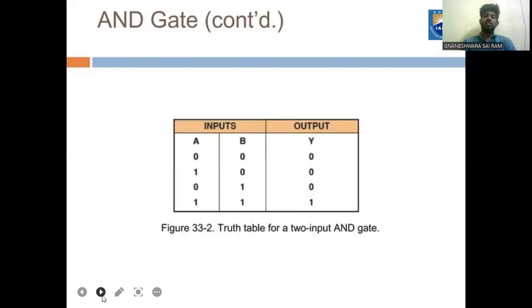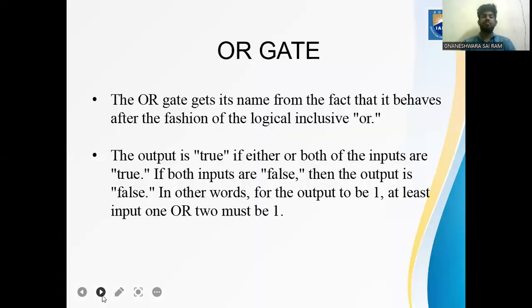This is the truth table for the AND gate. If the A terminal and the B terminal are zeros, then the output is zero. If A is 1 and B is 0, the output is 0. If A is 0 and B is 1, the output is 0. If A is 1 and B is 1, the output will be 1.